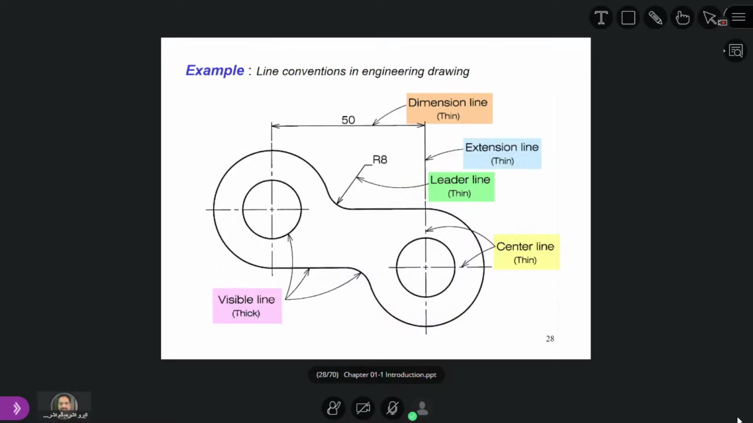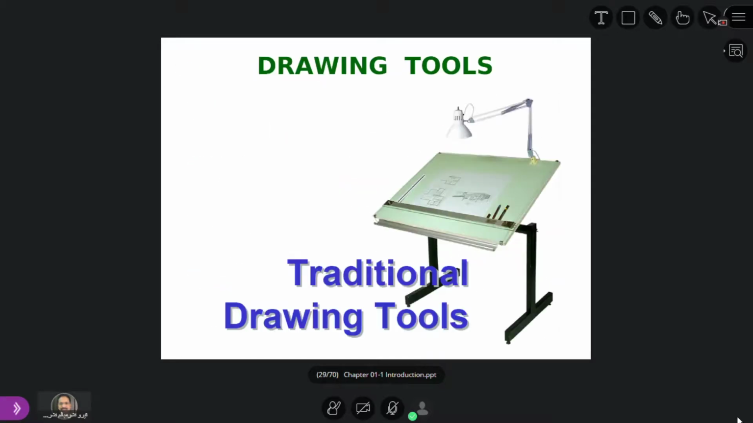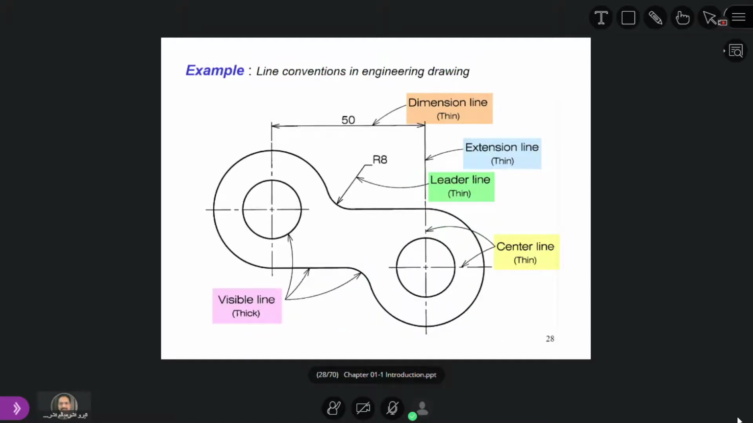Now you see the difference of the different lines here. The thick lines are given here. These are the thick lines. So you always use an HB pencil. When you buy an HB, use this HB pencil only for thick lines or visible lines.